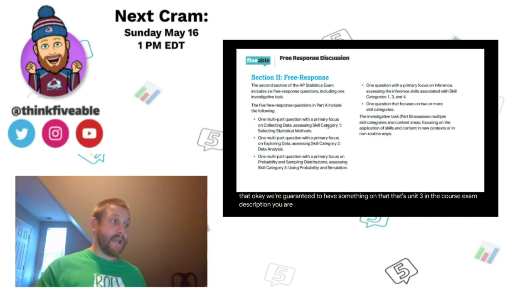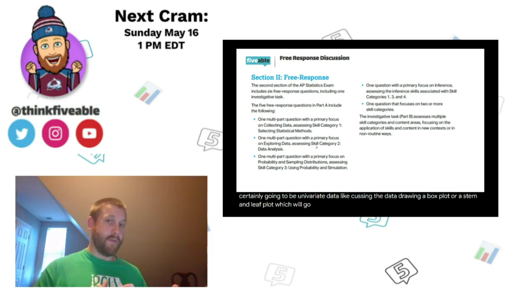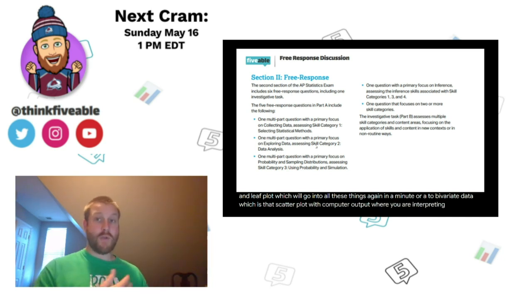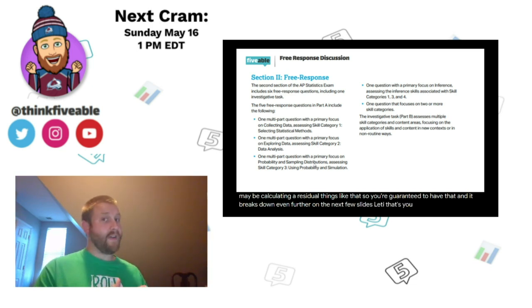You are guaranteed to have one on exploring data, which is pretty certainly going to be univariate data, like discussing the data, drawing a box plot or a stem and leaf plot, which we'll go into all these things again in a minute, or bivariate data, which is that scatter plot with computer output where you are interpreting the values, maybe calculating a residual, things like that. So you're guaranteed to have that. And it breaks it down even further on the next few slides. You are guaranteed to have one on probability. That's units 4 and 5 in the CED.